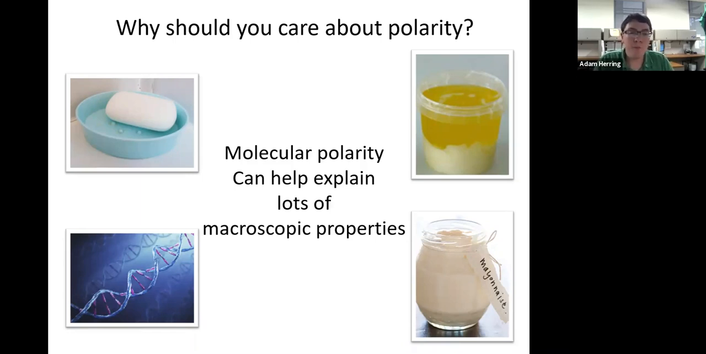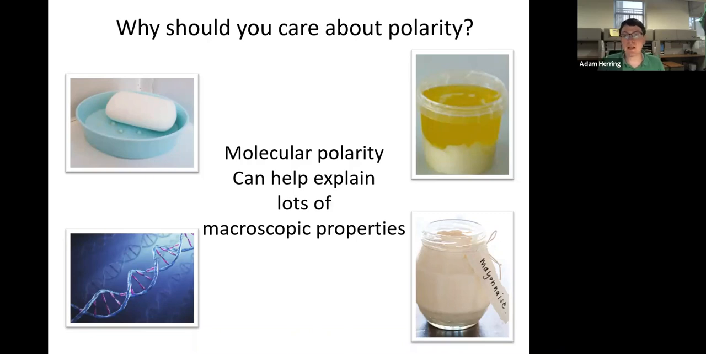DNA binds together via polar interactions, and it binds tightly enough to keep it stable, but it is weak enough to be able to open up during the replication process. Our foods rely heavily on molecular polarity as well.